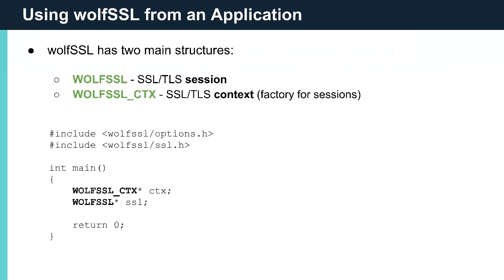wolfSSL has two main structures for you to use. A WOLFSSL_CTX is a context. This is a structure that's mostly used as a factory for sessions. And then the WOLFSSL structure represents a session. An application would typically have one context, and then it could have multiple WOLFSSL structures, one per session if you have multiple connections.